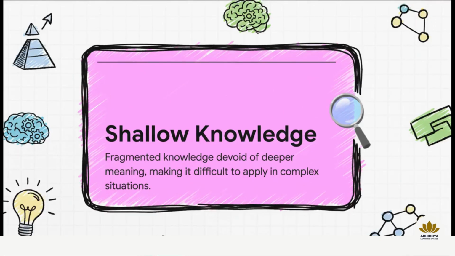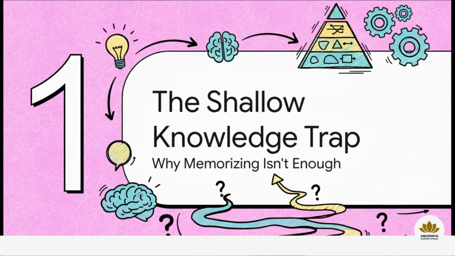Well, the answer comes down to this idea of shallow knowledge. This is what happens when you learn facts in isolation. They're like these little, separate islands of information floating in your brain. You might be able to define a term, sure, but you don't really see how it connects to the bigger picture. And under pressure, those disconnected facts are always the first thing to get jumbled up or just gone. And that right there is what we call the shallow knowledge trap. It's a super common pitfall for students.